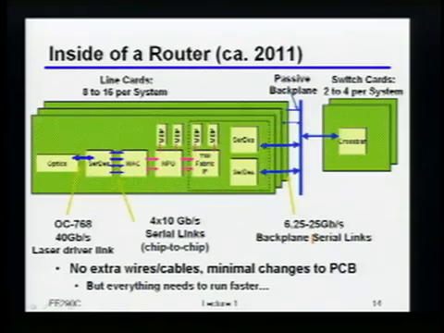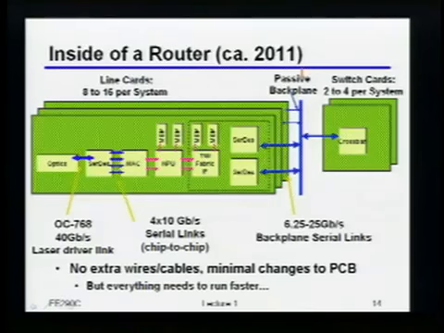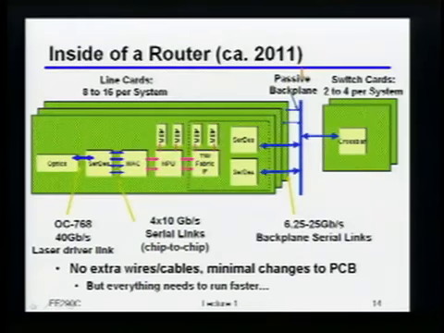So the key point here is that I haven't added any extra cables, I haven't added any extra wires, and in fact, as we'll see probably next lecture, I probably made only minimal changes to this printed circuit board, which is what I've called the backplane, but everything has to run faster, okay? So that pretty clearly means that, from the standpoint of us as the guys who have to build these links, somehow we just have to get better, right? Something has to drive us to be better. Was there a question there?